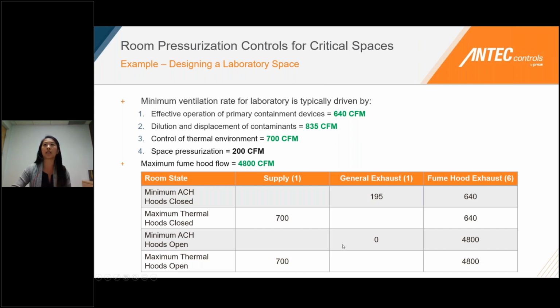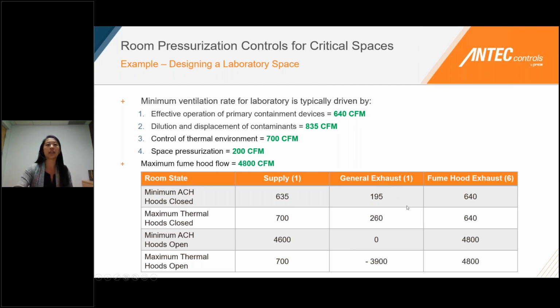So again, this is a negatively pressurized space. We know that the offset is 200. So we know that the total sum of the general exhaust and fume hood needs to be 200 more than what we have in the supply. So we're just going to fill in the blanks here, and that's what we get.